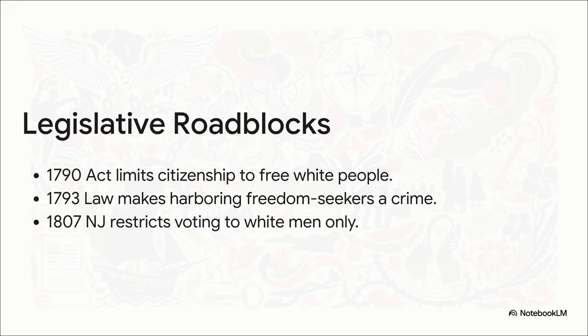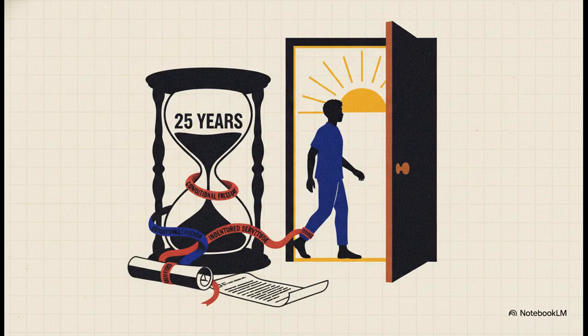In 1807, they altered their constitution to restrict voting strictly to white men, stripping away the voting rights that all propertied men had previously held. And for states actually abolishing slavery, it wasn't some instant flip of a switch. It was this painfully slow process called gradual emancipation. The laws often forced freed children into long periods of indentured servitude just to compensate their enslaver.